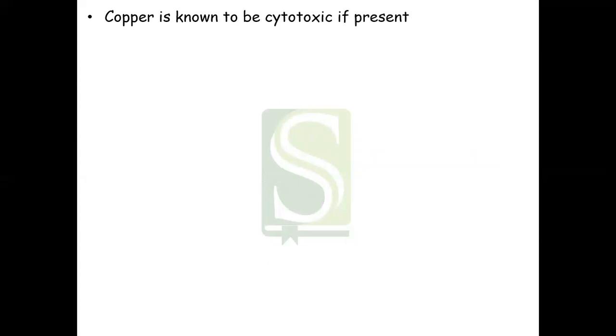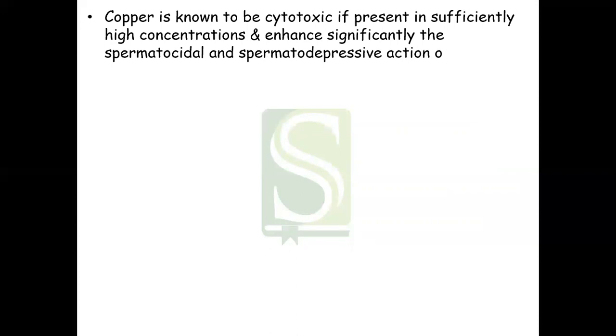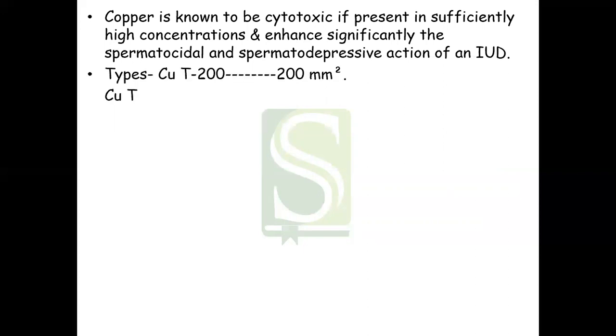Now copper, how does it act as an anti-fertility agent? Copper is known to be cytotoxic if present in sufficiently high concentration, and it enhances the spermatocidal and spermatodepressive action of an IUD. Many types of copper T are available. Copper T 200 provides surface area of 200 mm square, and copper T 30 provides surface area of 30 mm square. Now let us see the hormonal IUD.